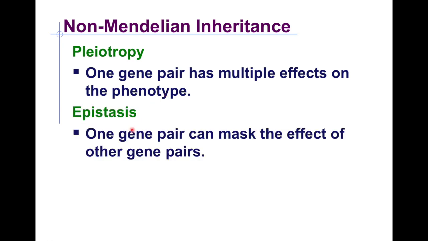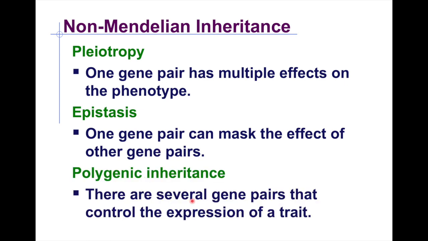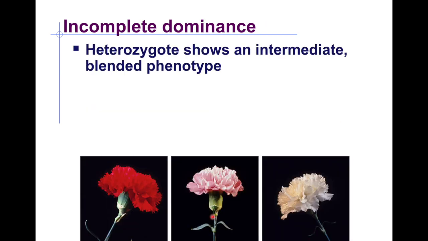For epistasis, one gene pair tends to mask the effect of other gene pairs, so they have to occur in two. Usually, a gene pair can disable the expression of others, depending on the sequence. For polygenic inheritance, several gene pairs control the expression of a trait, meaning one trait, one phenotype, multiple genotypes, or multiple genes encoding for that phenotype. So let's start with incomplete dominance.